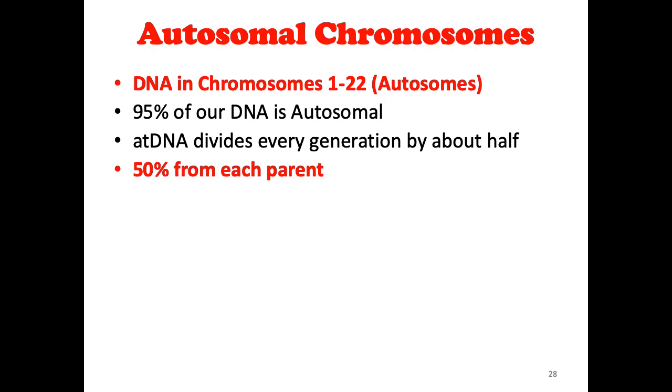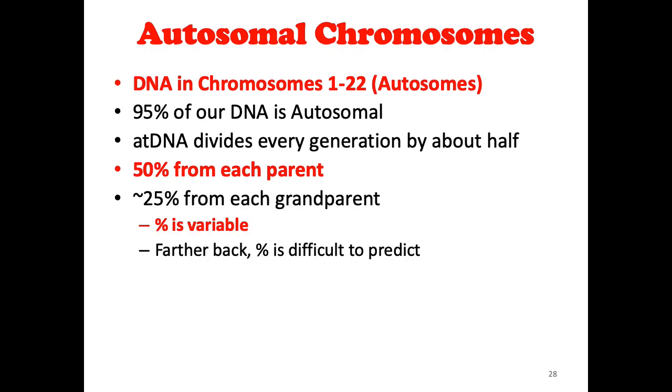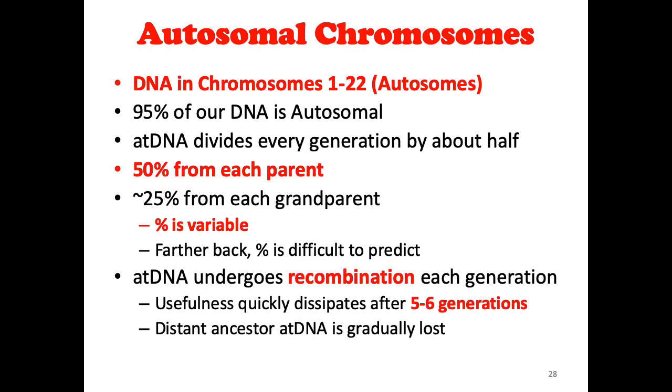Now, characteristic-wise, you get 50% of your DNA from each parent. And it does recombine, so that can really throw off a lot of things. As I mentioned earlier, you may be very different from your sibling. But this is the most popular test now. The recombination can throw it in.